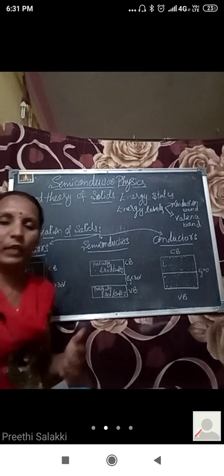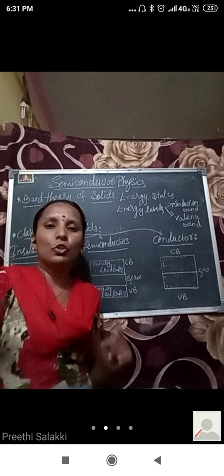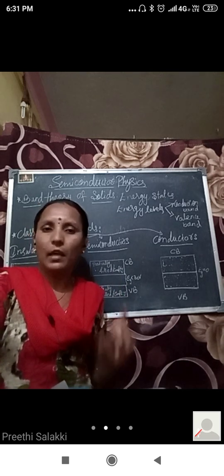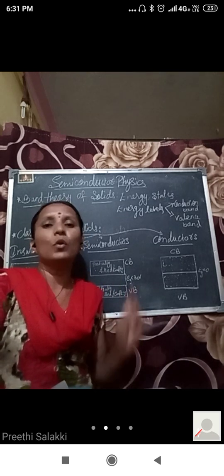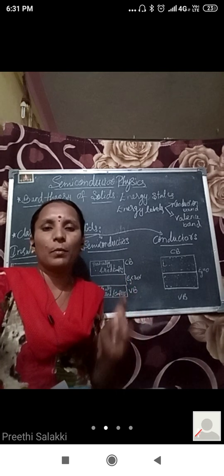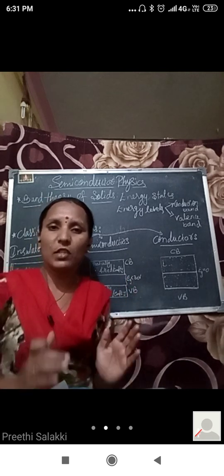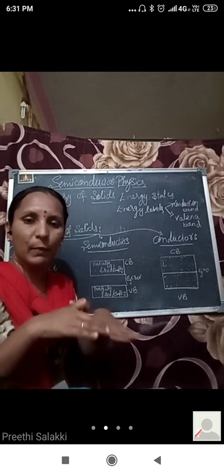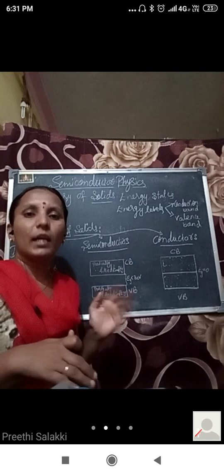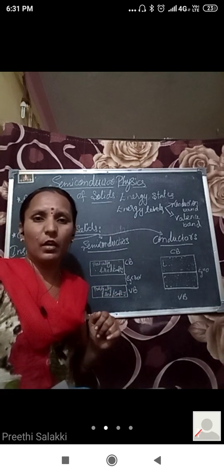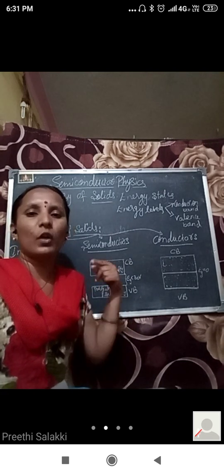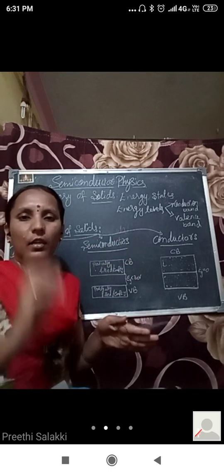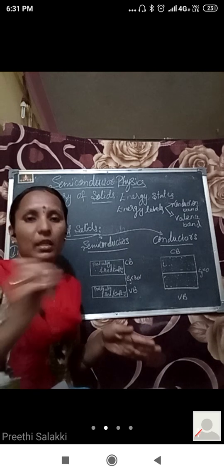What is the value of electron volt? 1 electron volt is equal to 1.6 into 10 to the power minus 19 joule. This much energy is required for an electron to jump from one band, the bottom valence band, to the upper conduction band. Okay, how much energy is required? Based on that, band gaps are going to be mentioned in terms of eV, electron volt.